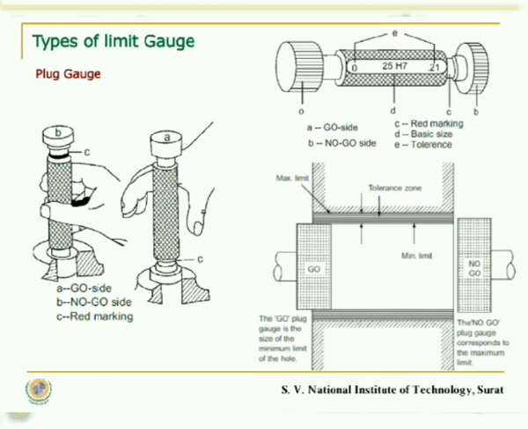Similarly, what would happen if the no go side enters into the dimension? If the no go side enters into the dimension, then naturally the size of the hole would be larger than the upper limit of the tolerance zone. So again the dimension moves out of the tolerance zone, so that is also not acceptable.